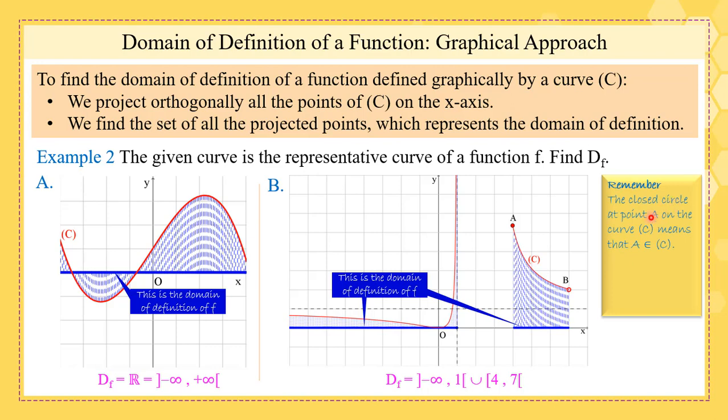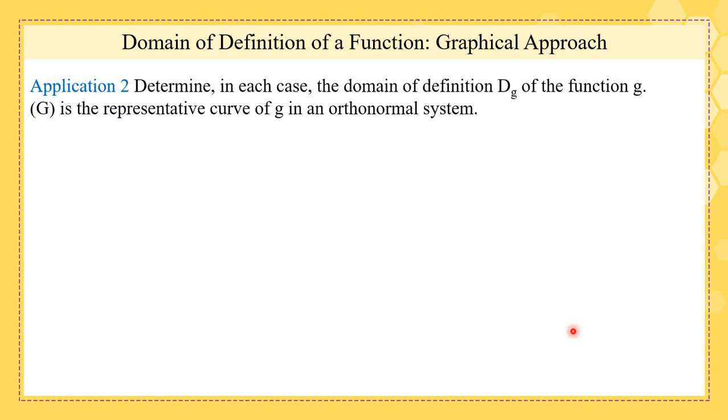Please remember the closed circle at point A, which is here, means that A belongs to the curve, and the open circle at point B means that B doesn't belong to the curve. So the domain of definition would be closed at 4 and opened at 7. Now we need to find the domain of definition of a function defined graphically also, and this function is called G.